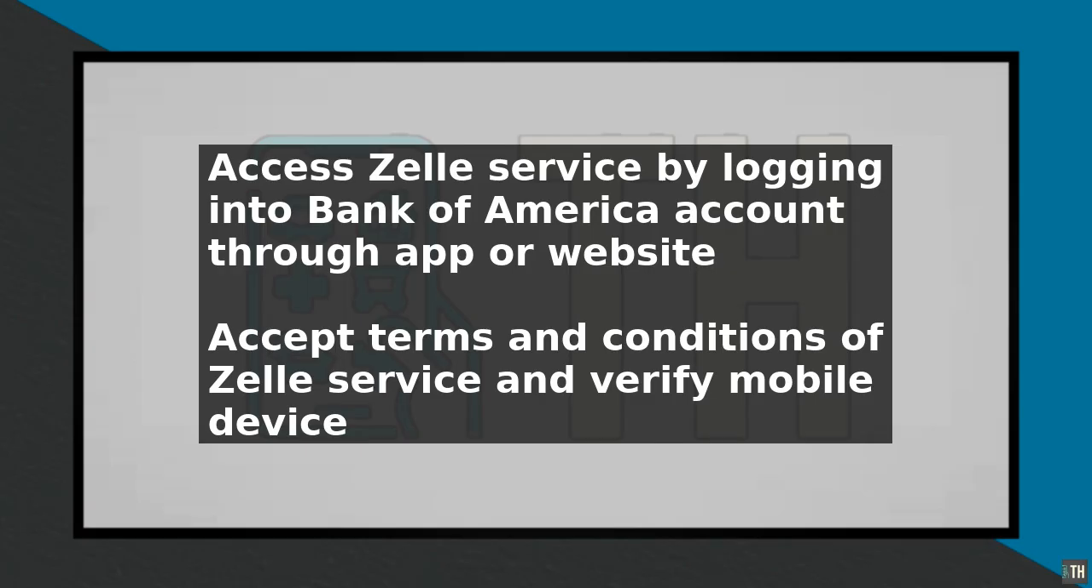To send money using Zelle, you will need to add the recipient's email address or mobile phone number. You can do this by selecting the Send Money option and entering the recipient's information. You will also need to select the account from which you want to send the money, and enter the amount you want to send. Review the transaction details carefully before confirming the payment.